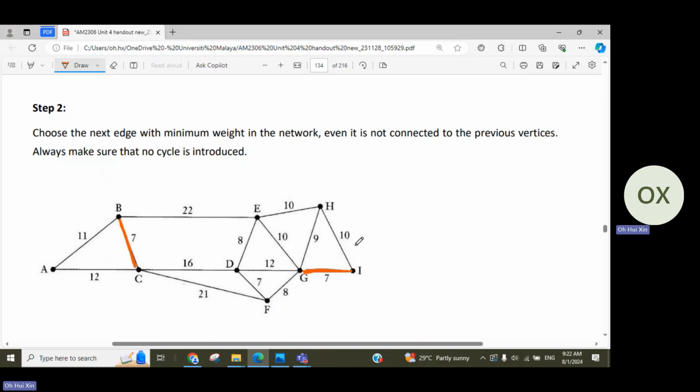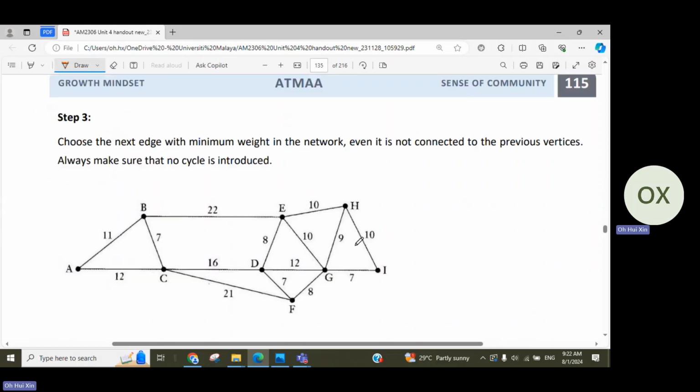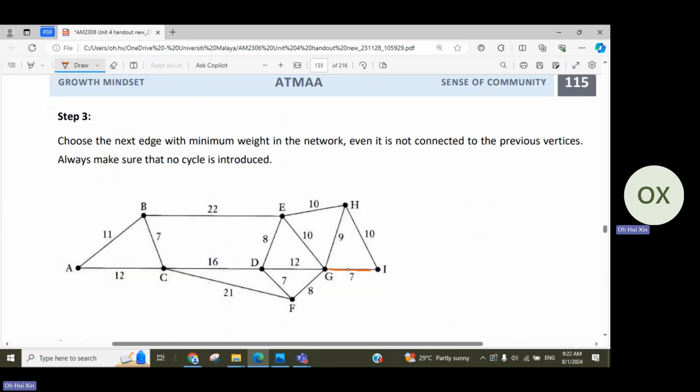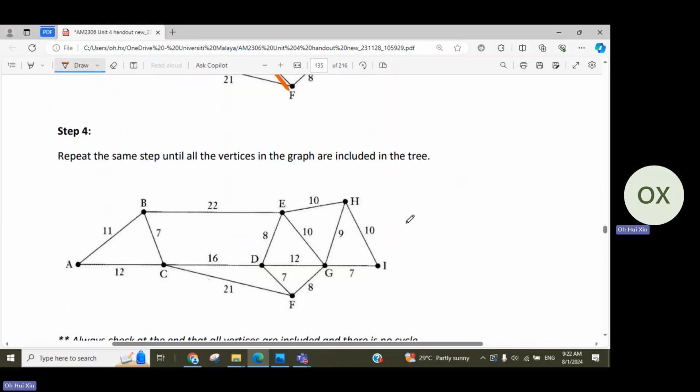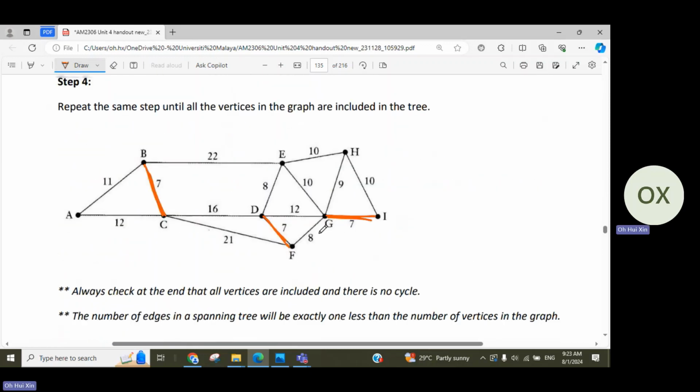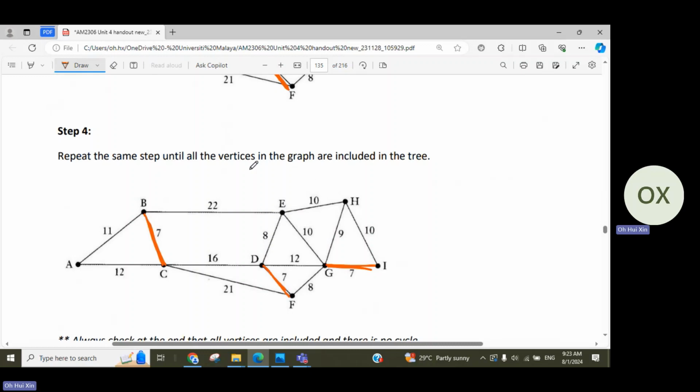Same thing, we move on to step 3. We are going to do the same thing as well. Just now we have already picked GI and also BC. Then the next shortest is still going to be 7, which is DF. After we have completed this, we have already covered the 3 edges. Then after that, we will just repeat the entire thing for this diagram because it's quite straightforward.